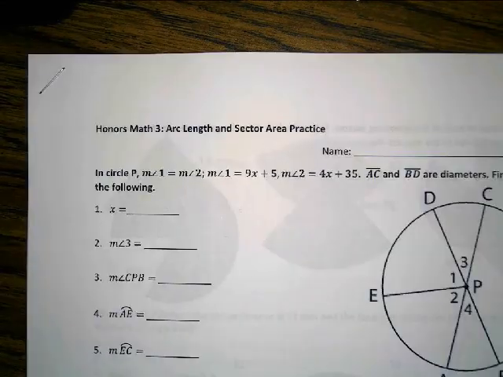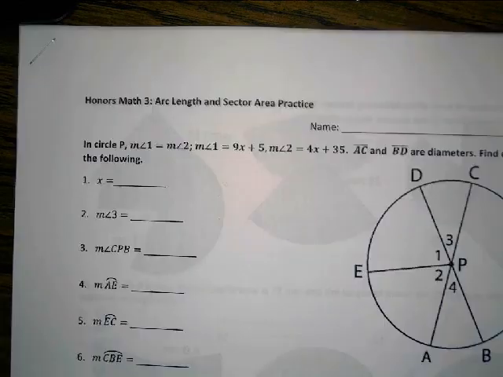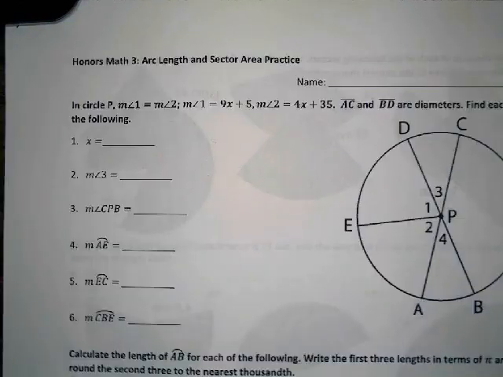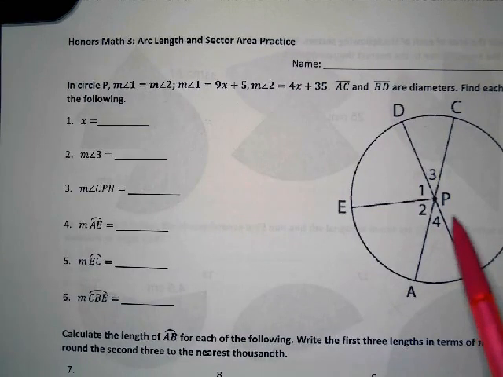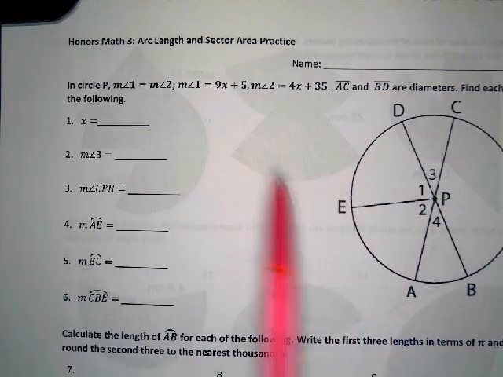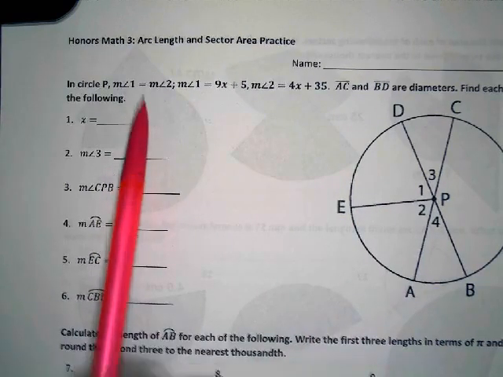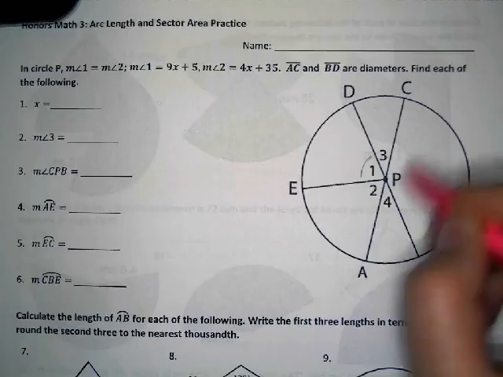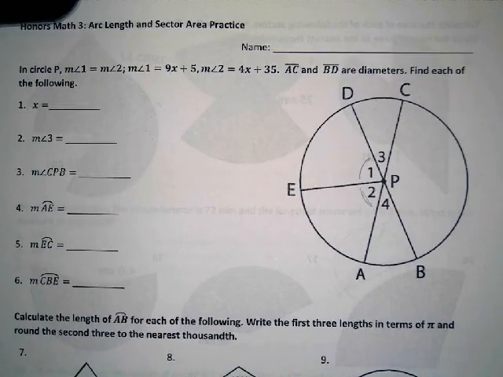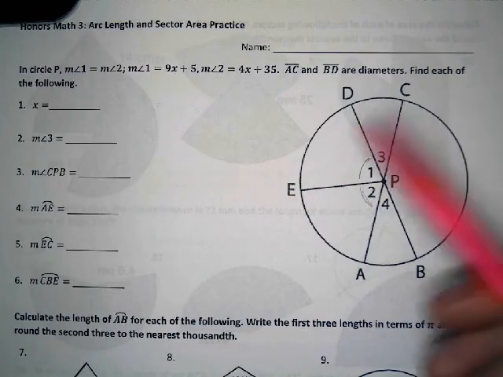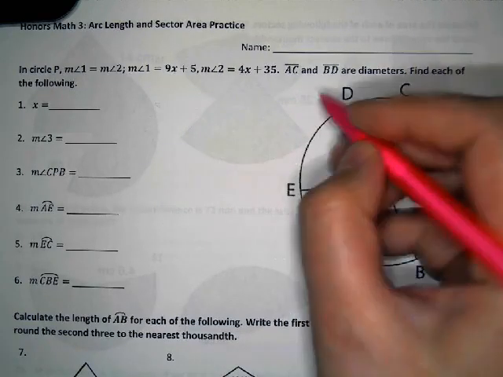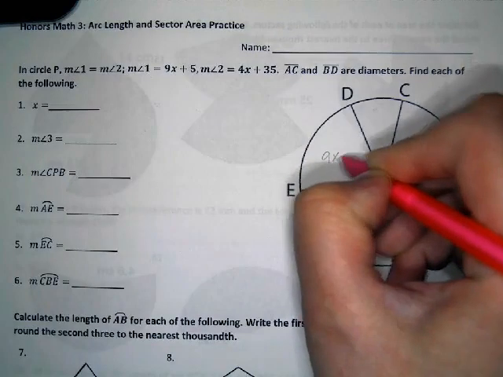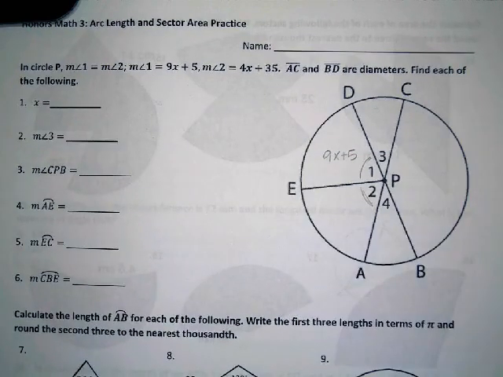So let's go ahead and look at the first section of problems. These are not quite arc length and sector area. These are just practicing finding some angles. So in here it says the measure of angle 1 and the measure of angle 2 are equal to each other. So this angle and this angle are the same. And then it says the measure of angle 1 is 9x plus 5, and the measure of angle 2 is 4x plus 35.